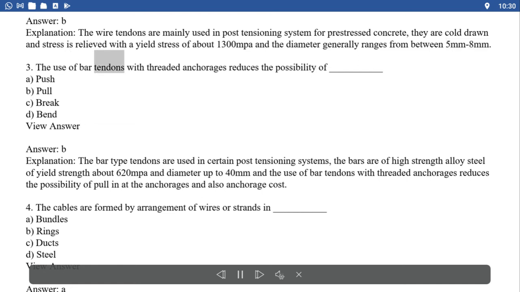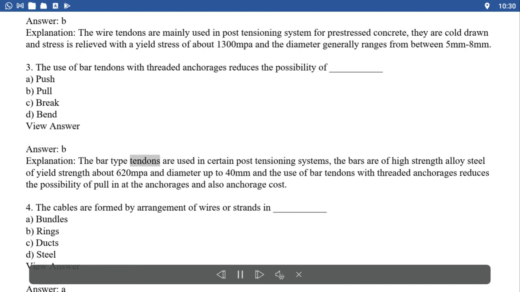3. The use of bar tendons with threaded anchorages reduces the possibility of ______. A. Push. B. Pull. C. Break. D. Bend. Your answer: Answer B.